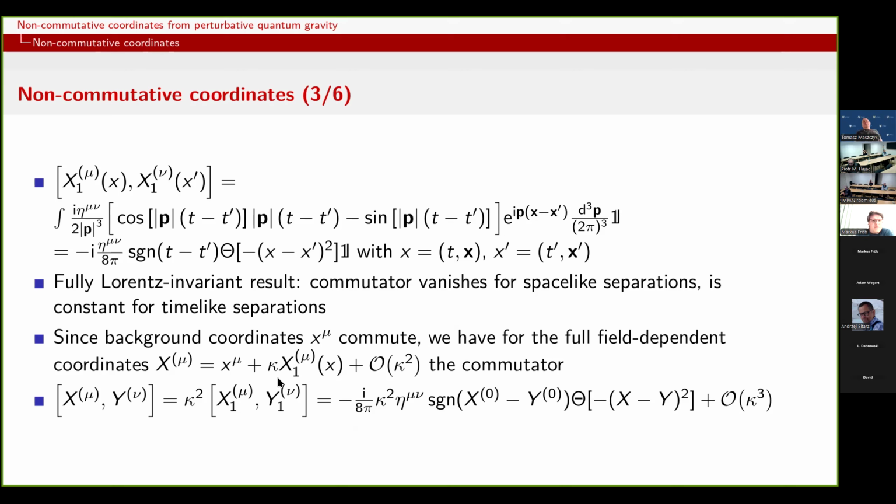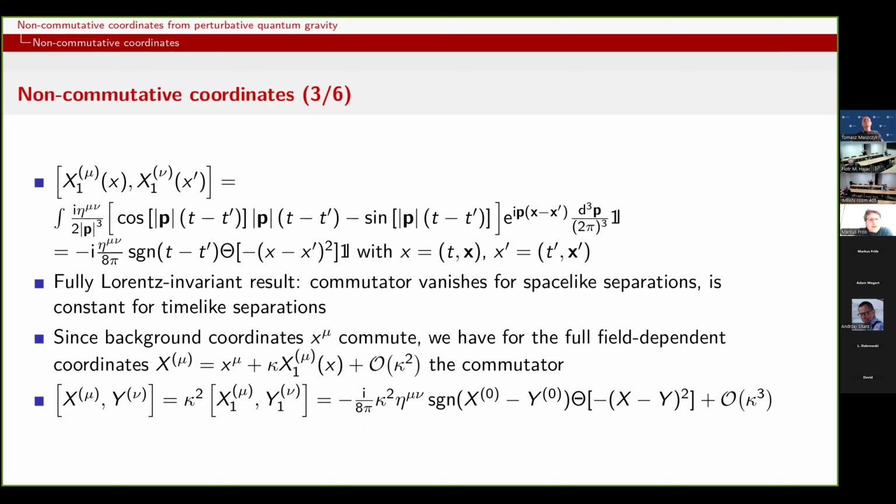So if you do the expansion, the field-dependent coordinates capital X are series in kappa. And to leading order, the commutator is the one of the first order terms, which has the form that I've given you here. One can generalize this to, for example, de Sitter spacetime, but since I'm already out of time, we don't go there.